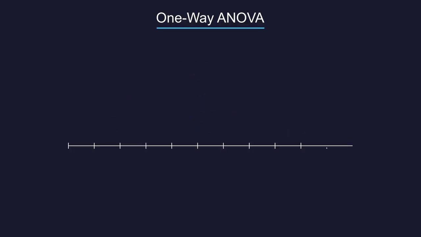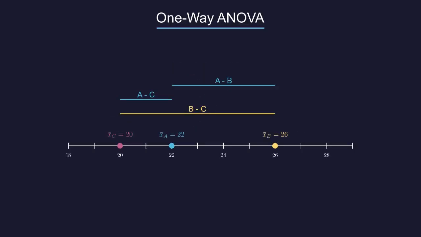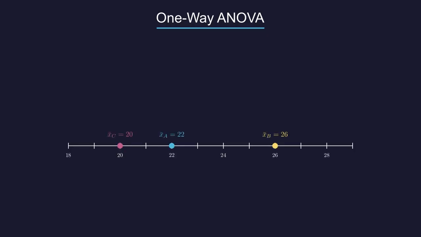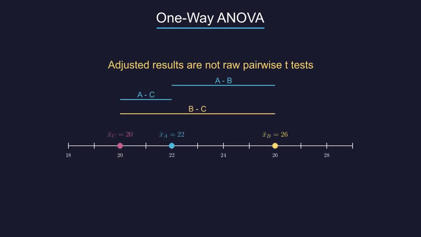Tukey-Kramer uses the studentized range distribution for all pairwise comparisons, while Bonferroni adjusts for the number of tests. Their adjusted p-values and critical values should not be confused with unadjusted pairwise t results.